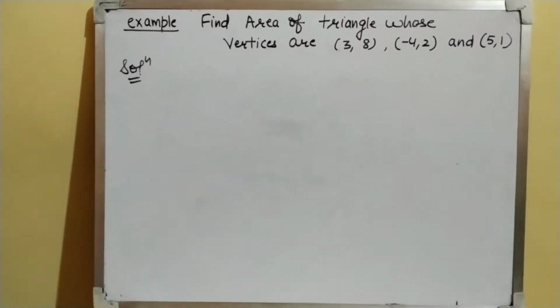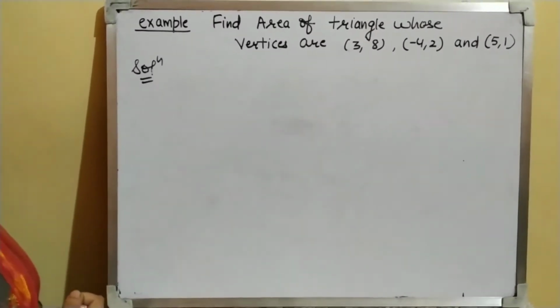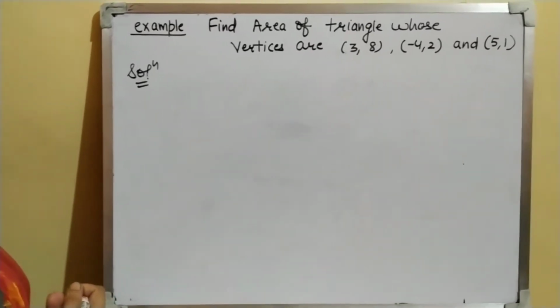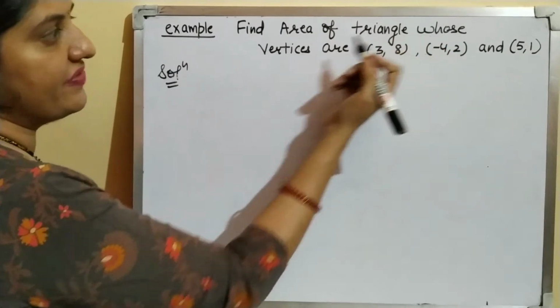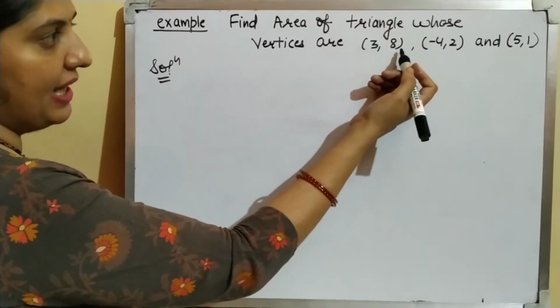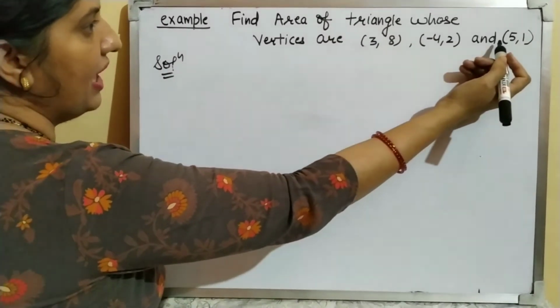Let's see one of the example related to area of triangle. Find area of triangle whose vertices are 3, a, minus 4, 2 and 5, 1.